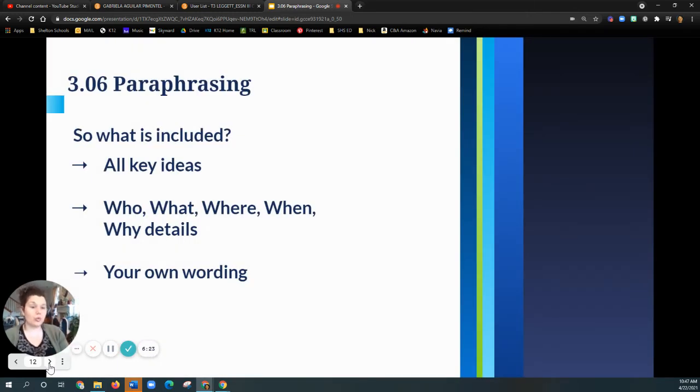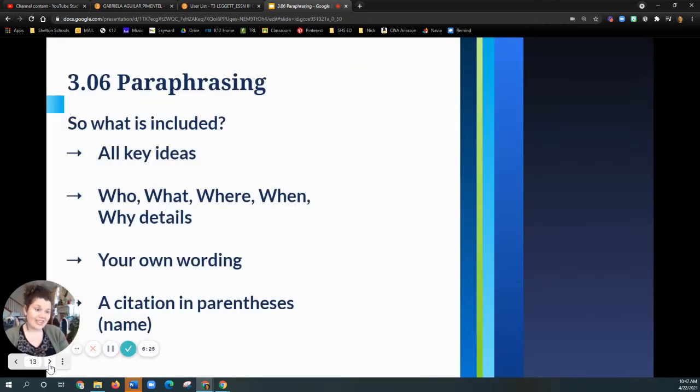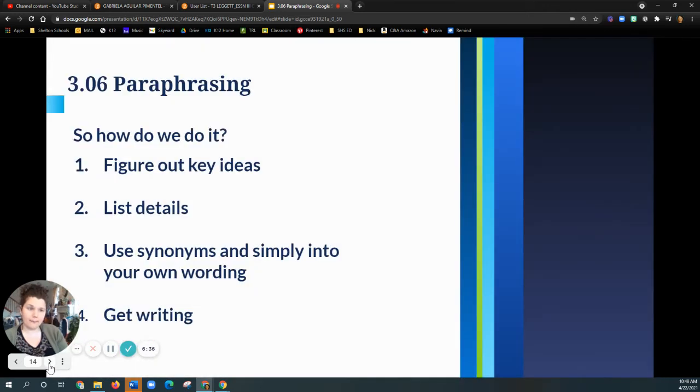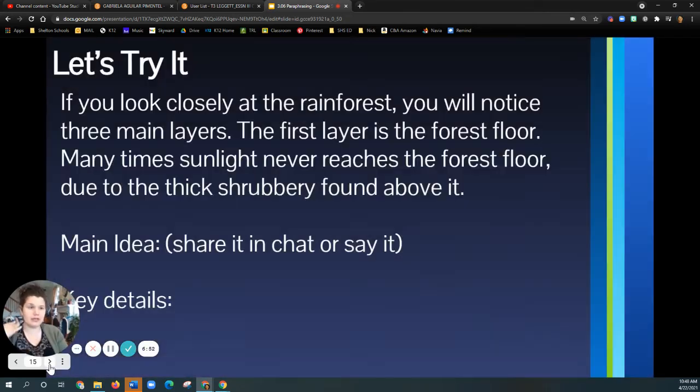You're going to use your own words. And if you are writing a paraphrase and you were writing an essay and you needed to paraphrase something, that's when you would use parentheses. So how do we do it? We figure out the key ideas. We're going to list the details, the who, when, what, where, why, and we'll use synonyms to simplify the wording and put it in our own words. And then I'll show you an example of what that looks like.